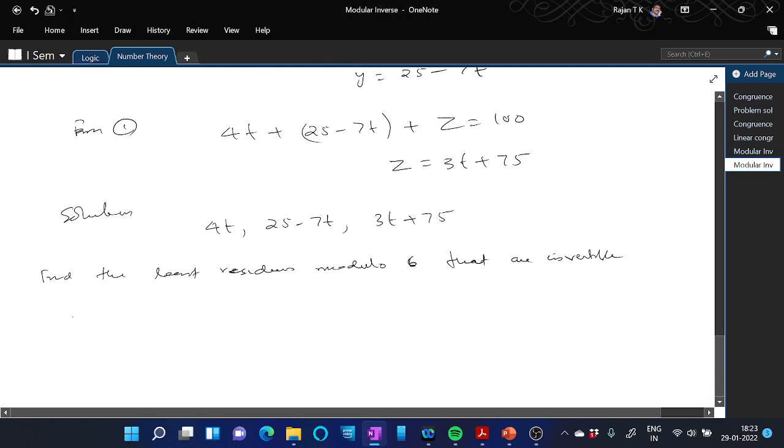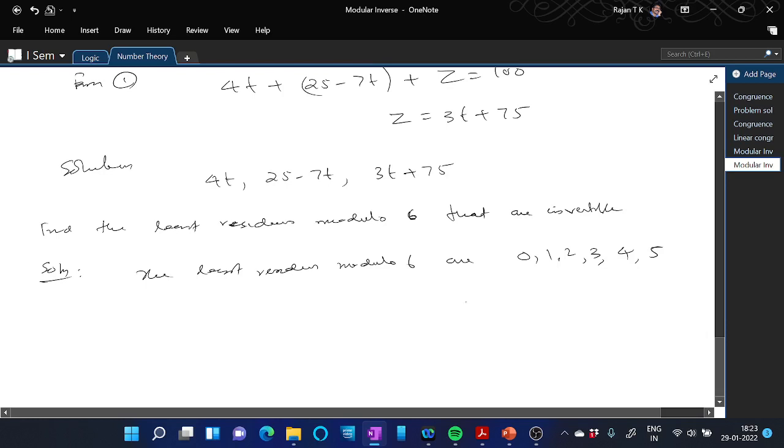We know the least residues modulo 6 are 0, 1, 2, 3, 4 and 5. Least residue means actually the remainders. When a number is divided by 6, we are getting 0, 1, 2, 3, 4 or 5. Now among these numbers, taking it as A, we have to see whether it is invertible or not. We know A is invertible if there exists a number such that A times it is congruent to 1 mod 6.